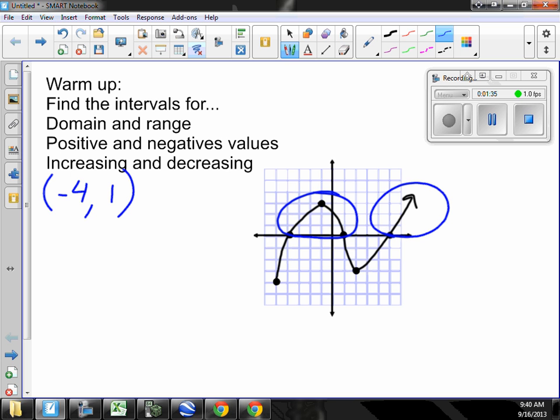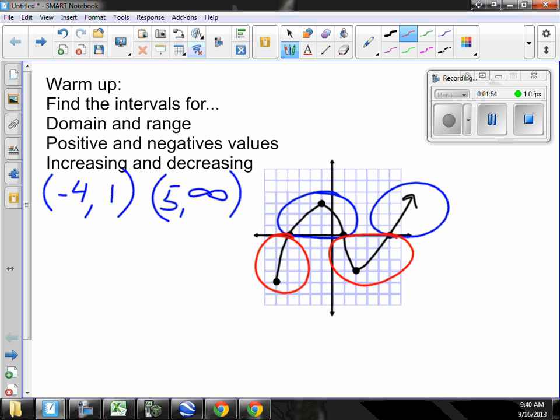How do you describe that second set of positive values? 5 to infinity, and we don't include either of those. Okay. Negative values are found here and here.